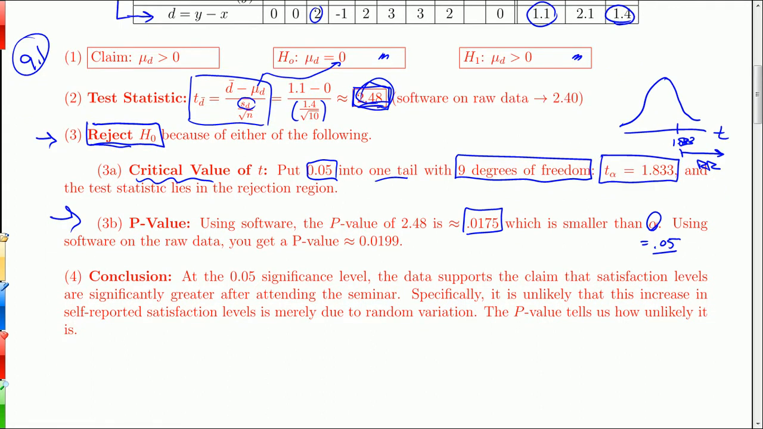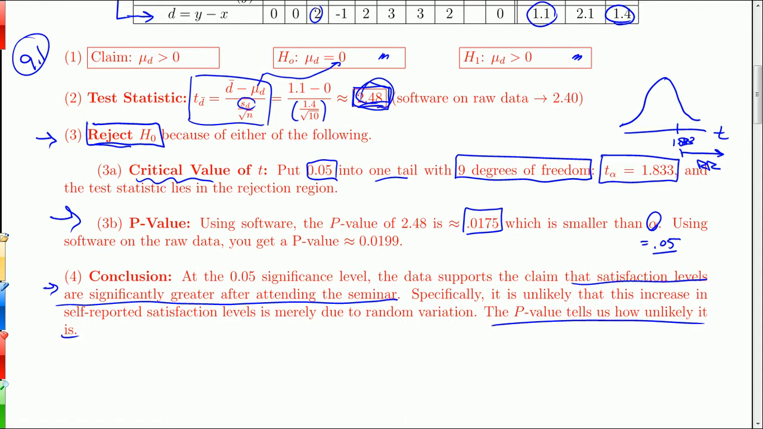So that means we get to support our claim. So at the 0.05 significance level, the data supports the claim that satisfaction levels are significantly greater after attending the seminar. Right? So that's good. And what I mean by significantly greater is that it is unlikely that this increase in self-reported satisfaction levels is merely due to random variation. And the p-value tells us how unlikely that is.